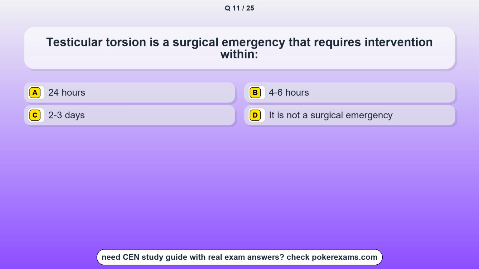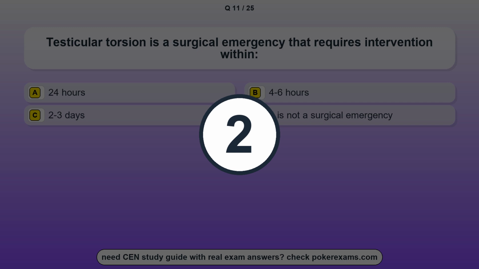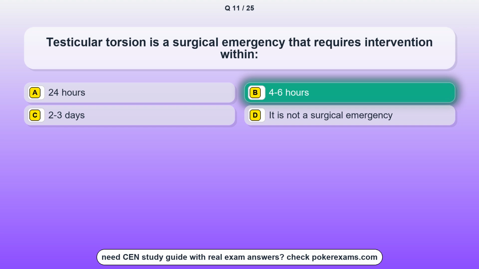Question 11. Testicular torsion is a surgical emergency that requires intervention within: Option A, 24 hours. Option B, 4-6 hours. Option C, 2-3 days. Option D, it is not a surgical emergency. The correct answer is option B, 4-6 hours.